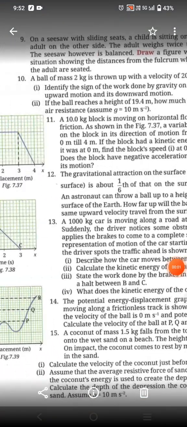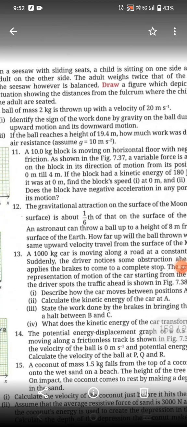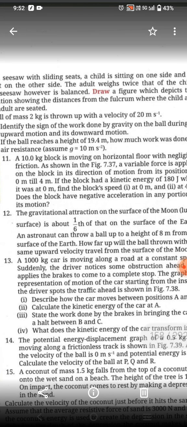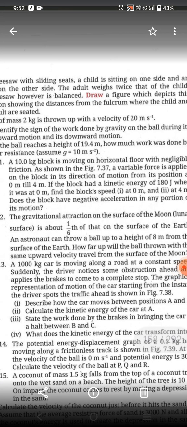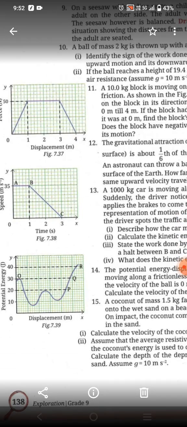Hello students, today I am going to discuss a question from the Science Exploration book, chapter Work, Energy, Power. That is question number 1. So let's try to solve the question. One graph has been provided for the question, a force versus displacement graph. You can see along the x-axis displacement is provided, along the y-axis force is provided. No issues on that.